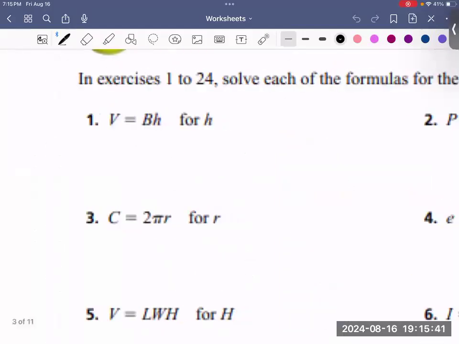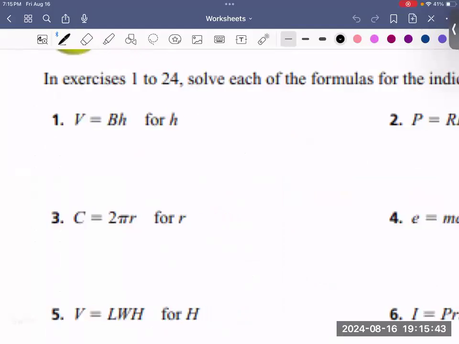So first and foremost, when you have any sort of variable that you're solving for, you always want to do the opposite action in order to cancel it out. So if we are trying to solve for h, notice that next to h is b, and it's being multiplied to b. So the opposite of multiplication is division. So we are going to divide by b here. So h is equal to v divided by b. And you'll see h is now all alone to one side.